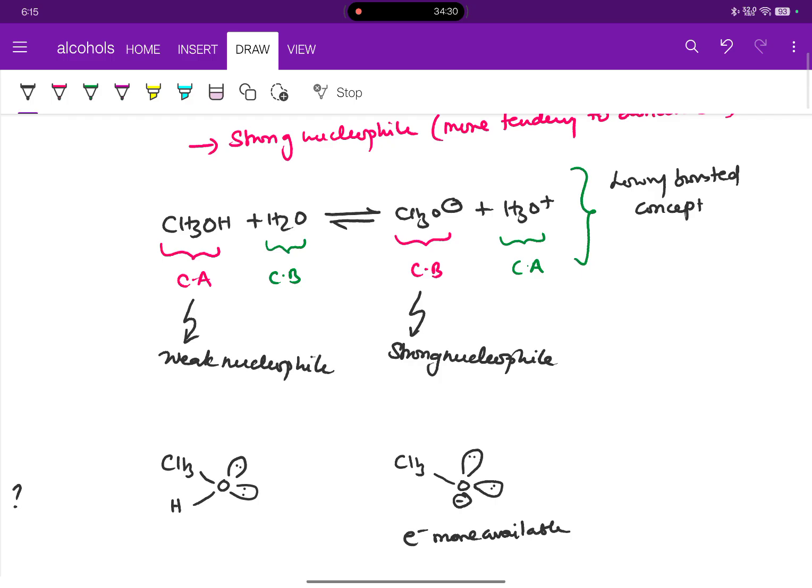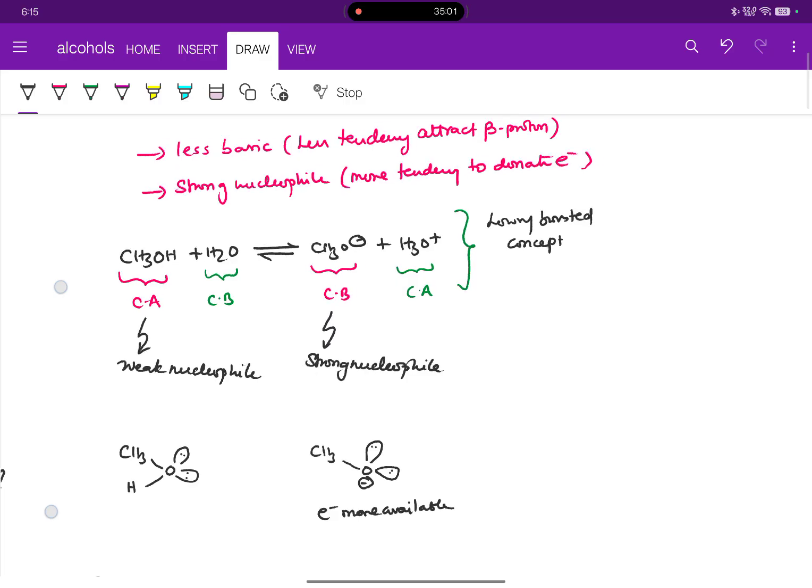So compared to fluorine and iodine, who is a better nucleophile? Iodine. Fluorine is more electronegative, so it's not ready to give the electron, while iodine is bigger in size, so the electrons are more easily lost. Am I making sense? Okay. Yes, sir. So this is about the nucleophile.